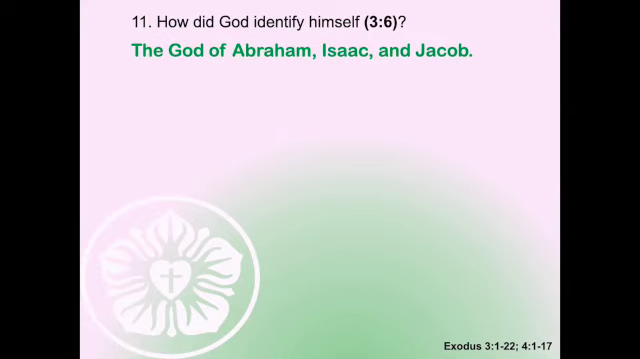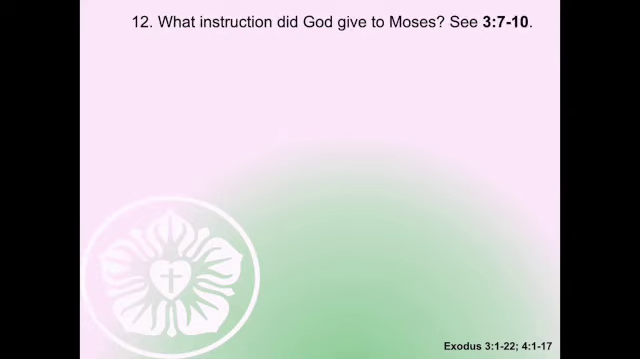All right. Number 12, what instructions did God give to Moses? See especially verses 7, 8, 9, and 10. There are multiple. Well, he tells them to go back to Egypt and tell the Pharaoh that they have to leave within 3 days. All right. Take a 3 day trip. But then they just don't come back. Yeah, what do you think of that?